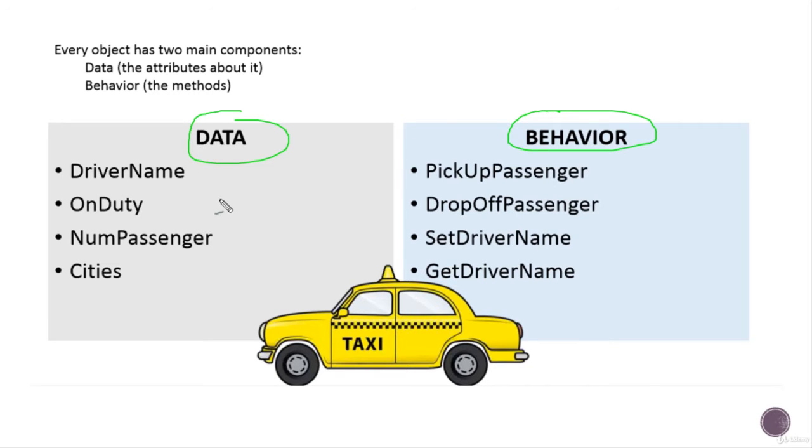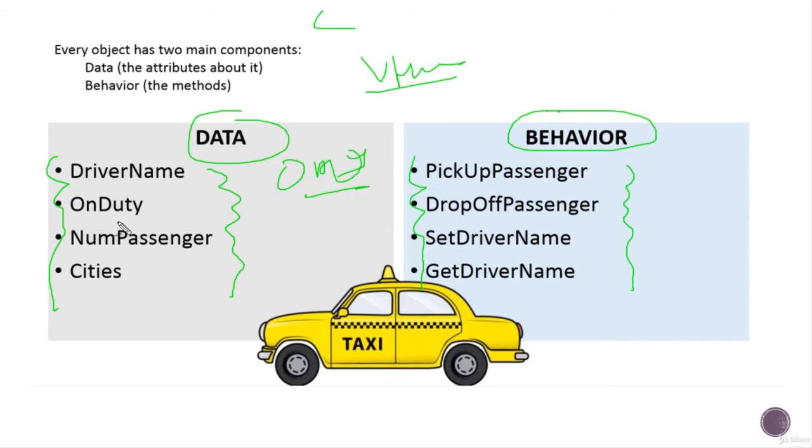Data is attributes, so here we define the attributes, while in the behavior we define the methods. Let's suppose the class here is vehicle, and we have an object where we set the driver name, on duty, number of passengers, and the cities. These are attributes or data. And these are the object's methods: pickup passenger, drop off passenger, set driver name, and get driver name.